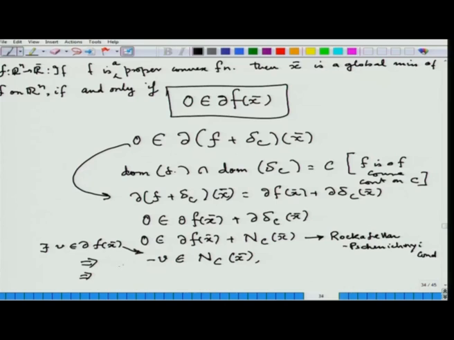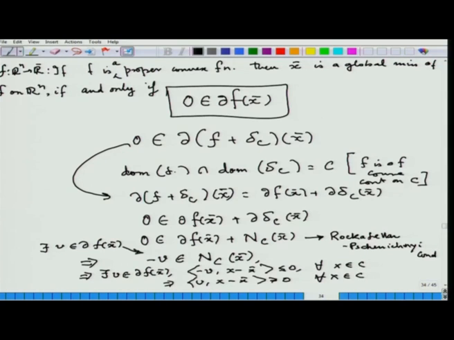So, what does this mean? It means there exists v in del f x bar such that minus v into x minus x bar, because that is the definition of the normal cone, and you have already seen the formula, for all x in C. So now we have improved upon our initial understanding, our initial optimality condition. We have shown that I can have a fixed v which will work for all the x's. So, I'll have a fixed v such that v into x minus x bar is greater than or equal to 0 for all x. So, the Rockafellar-Pshenichnyi condition can be written down. So, we have strengthened the optimality condition which we derived in the last lecture.